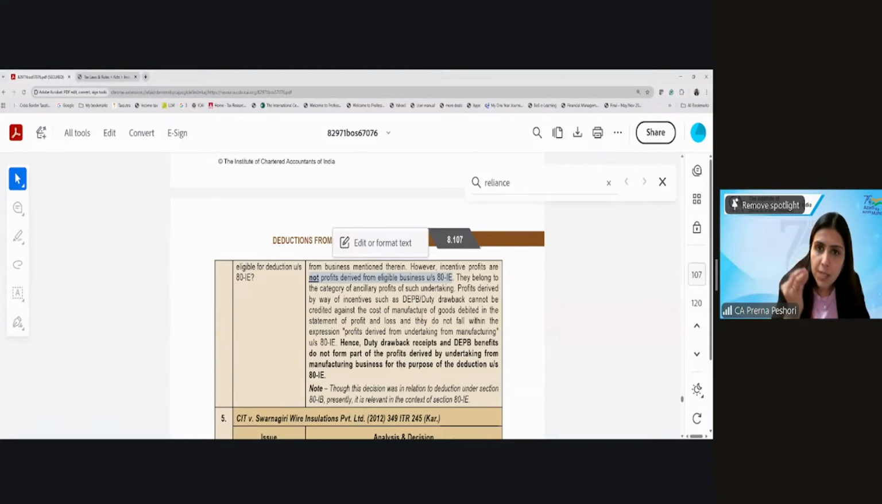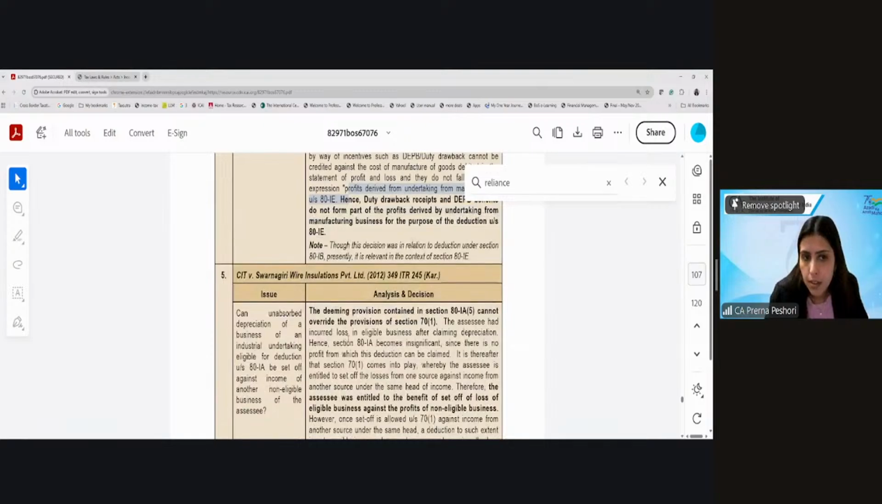Because when you get the subsidies, you directly reduce it from the cost of whatever expenses you are incurring. But these duty drawbacks are not the direct income. These cannot be credited against the cost of manufacture or goods debited in the P&L. So these are not profits derived from the undertaking from manufacturing, and therefore, these will not be eligible for the deduction of ATIA. Are we clear? Yes? Is this clear? Let's write it over here.